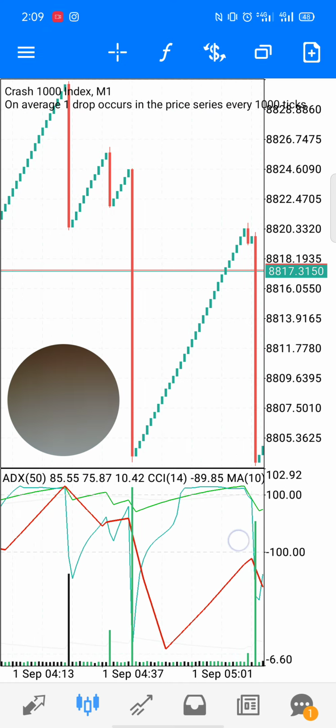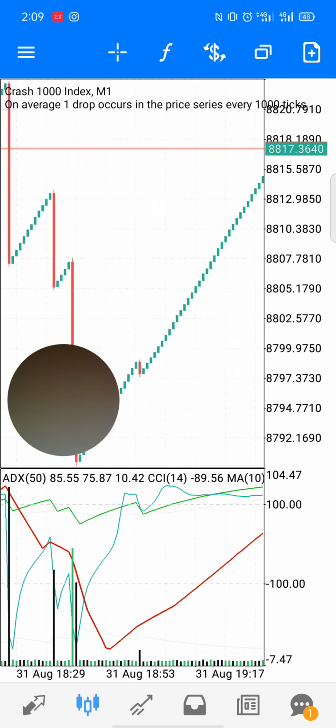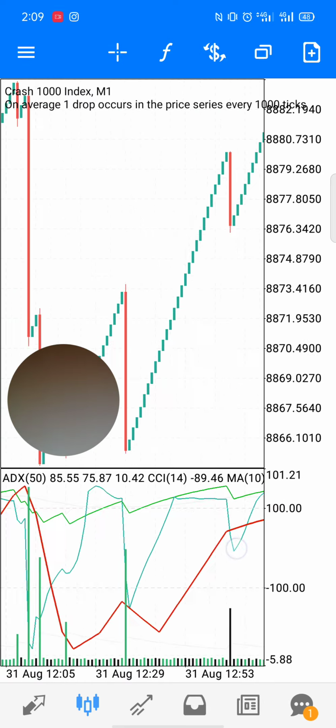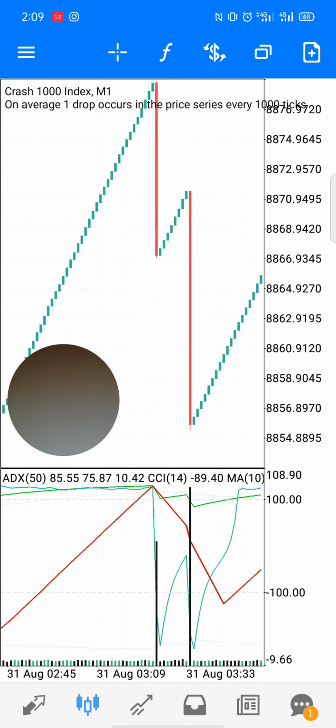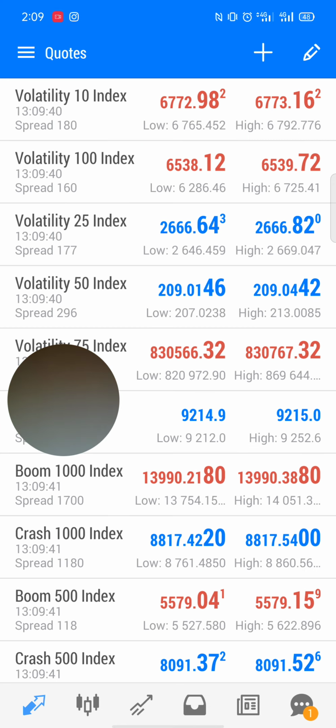Yeah, that's the Crash and Boom strategy. Very, very profitable strategy for Crash and Boom. You can make money with these, guys. You can make money. Okay, let me show you for Boom.